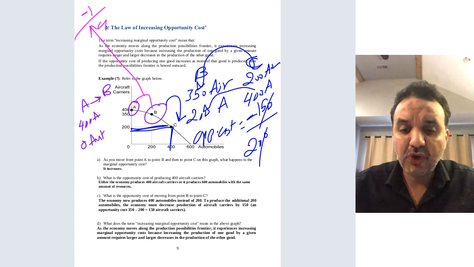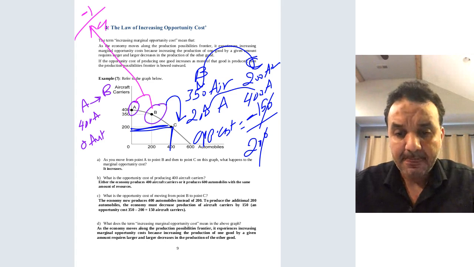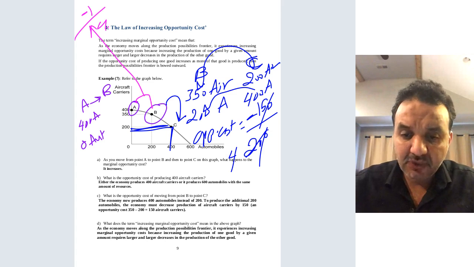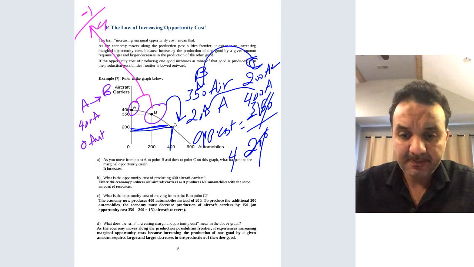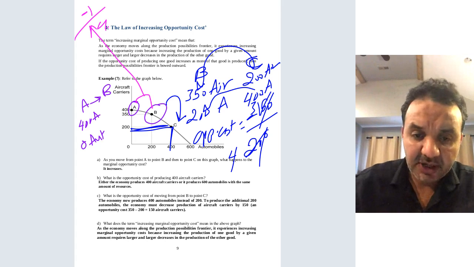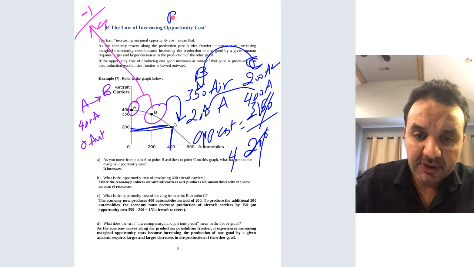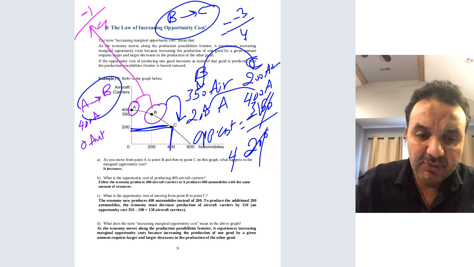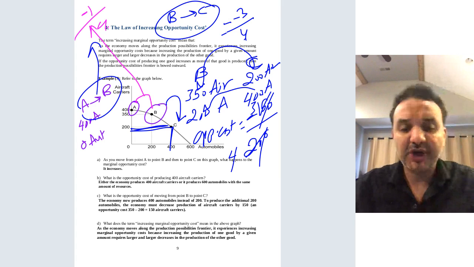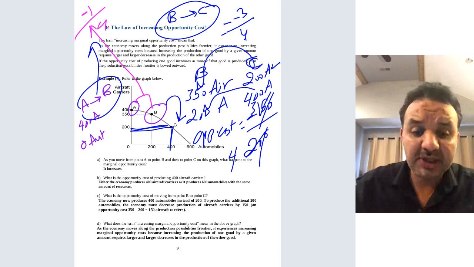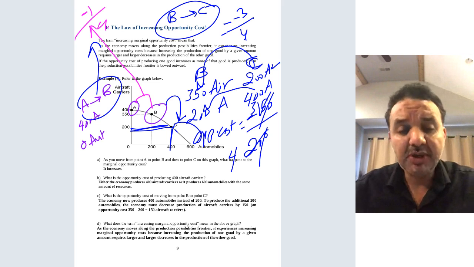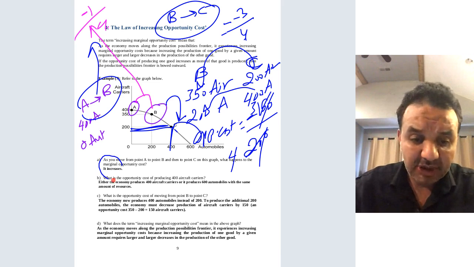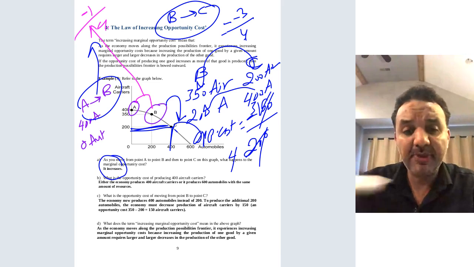So 150/200. Divide by 5 equals 30/40, divide by 5 again equals 3/4. So the opportunity cost as you move from B to C equals negative 3/4, but the opportunity cost as you move from A to B equals negative 1/4. You can keep trying this, finding the opportunity cost from C to D, and you will find that it's getting higher. That's why I put that it increases as I move from A to B and from B to C.